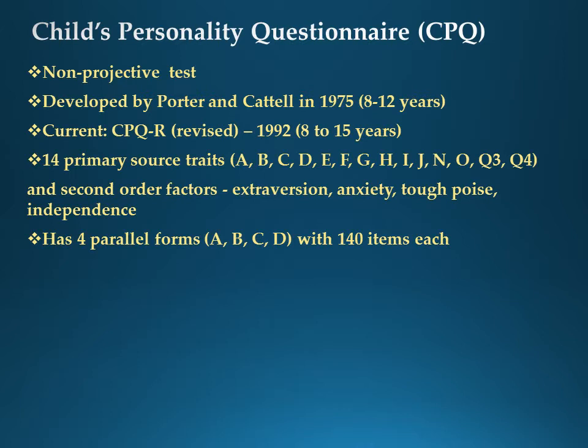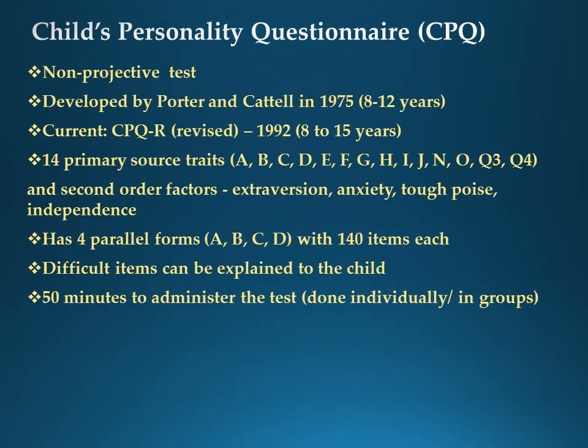So there are 4 parallel forms of the test. There are A, B, C, D, each of which has 140 items. So when you look at the total number of items, you would have to multiply 140 items by all the 4 forms, which, if I'm not wrong, is 560, the total number of items on the test. Now, one good thing about the test is that difficult items can be explained to the child, and if questions are asked, they can definitely be clarified.